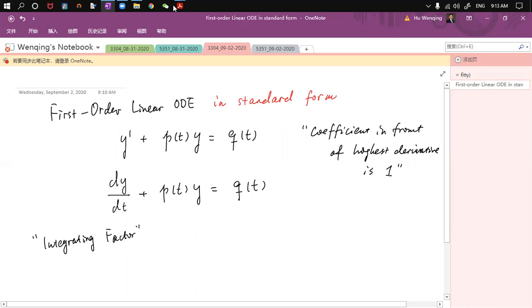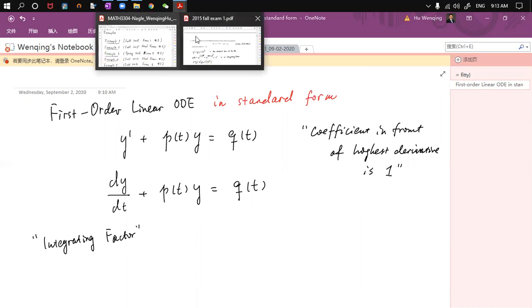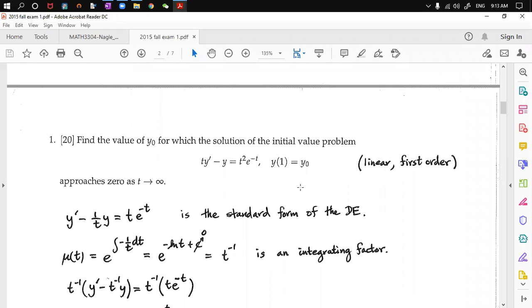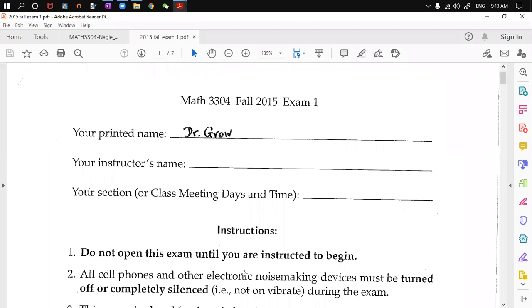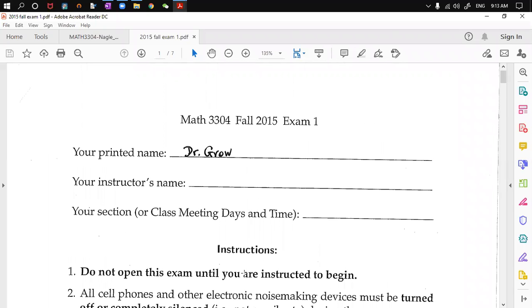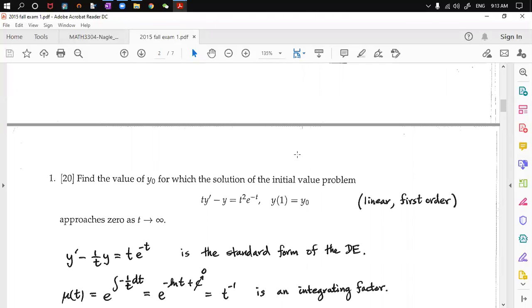What's the integrating factor method? Well, here I'm going to give you an example. This example is from one of the previous years' exam problems. It was taken from the fall semester 2015, exam 1, problem number 1.